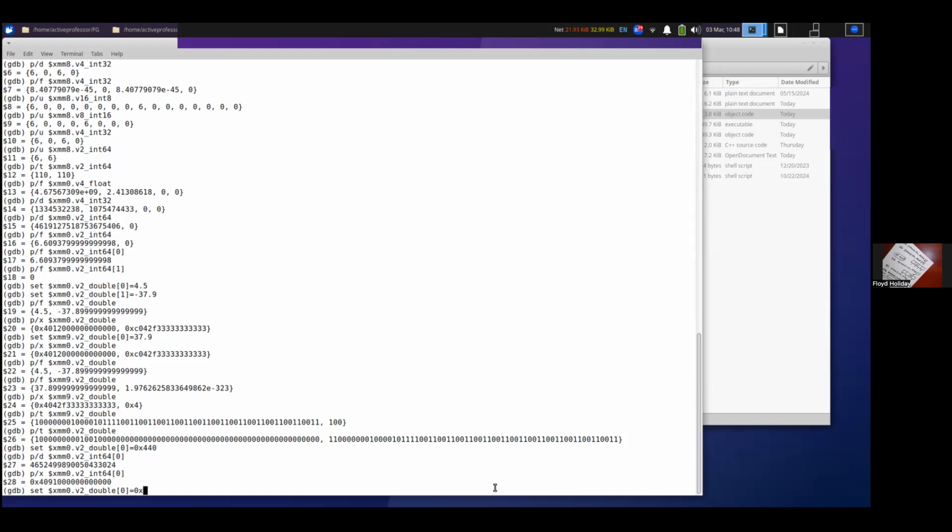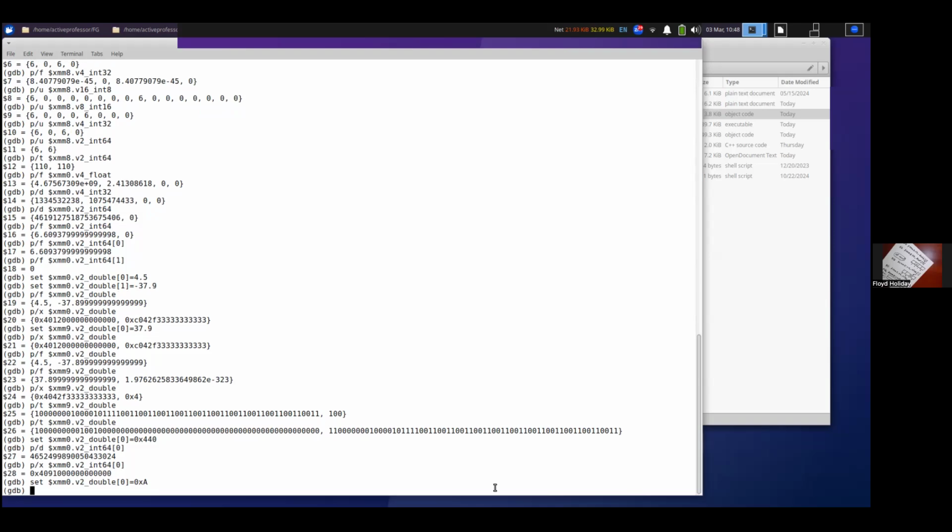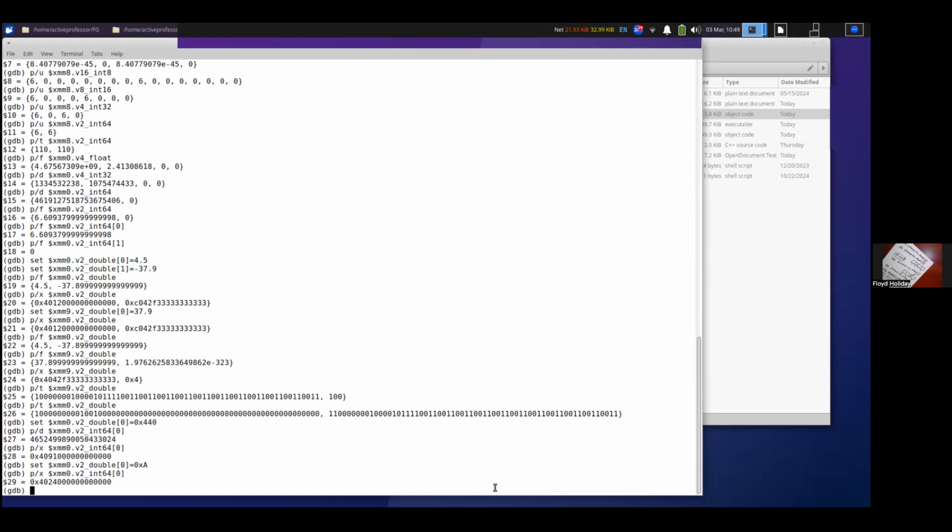Zero. That's 10. And now we look at... and... I don't know the answer there. It is uncommon to assign values in hex, but it should work.